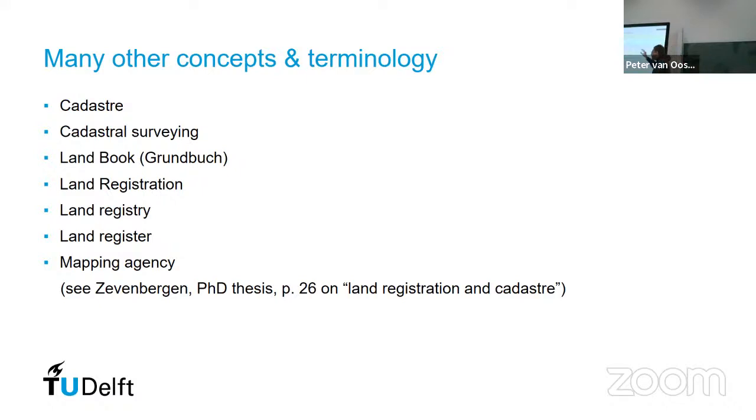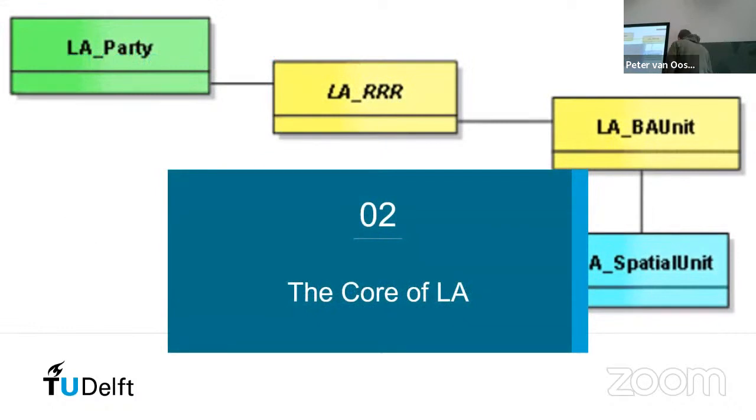So, what the mapping agency mostly is doing is topographical maps, but can also be maps that are important for the whole system of land administration, something you will see in England. Okay, so confusing. And so when you're confused, that is normal. Maybe also fascinating.